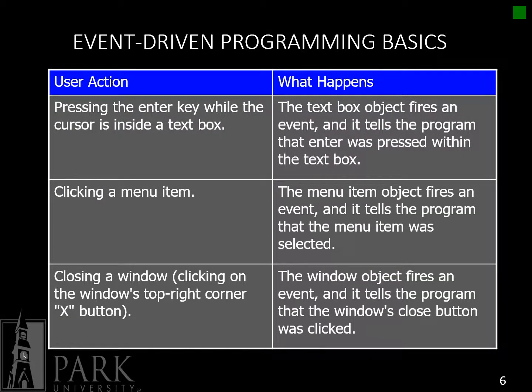So let's look at a few more examples of event firing. In each example, notice the objects that are firing the event. So, for example, a user presses the Enter key while inside of a text box. Well, this text box fires an event that tells the program that the Enter key was pressed in the text box. Or we have clicking on a menu item, or clicking on the X button. They all have corresponding events that happen.